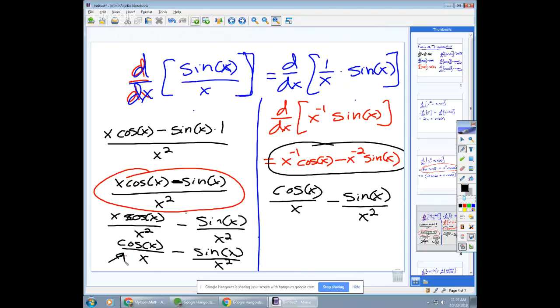If you want a common denominator here, then you would multiply top and bottom of that by x, in which case you get x cosine of x minus sine of x all over x squared, which is what we have right there. So two different ways to do it. I'm not sure which one is easier. This one I had to do some algebra up front to put it in a state where I could apply the product rule. Here I could just directly apply the quotient rule. So, trade-offs. All right, let's do another.